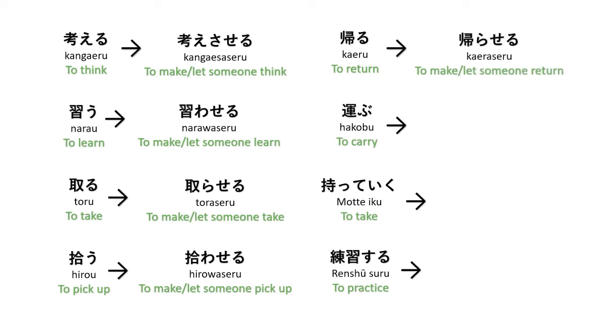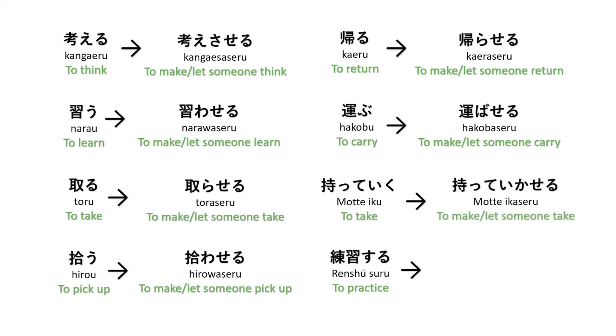Kaeru becomes kaeraseru. Kaeraseru to make or let someone return. Hakobu to carry. Hakobu becomes hakobaseru. Hakobaseru to make or let someone carry. Motteiku to take something. This is motte ikaseru. Motte ikaseru to make or let someone take something.